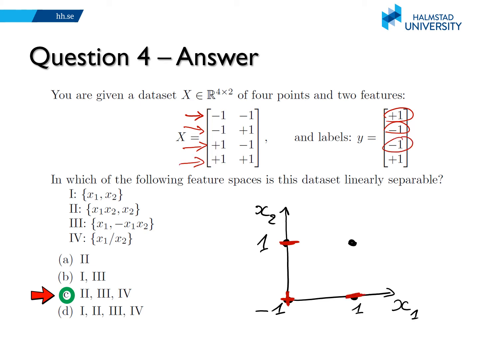And the last one is here and has a positive label. So in this feature space, these two classes are not linearly separable. You cannot draw a line which perfectly separates those two classes. But if you do the same thing and draw the other feature spaces, you will see that in those cases, the classes are linearly separable.